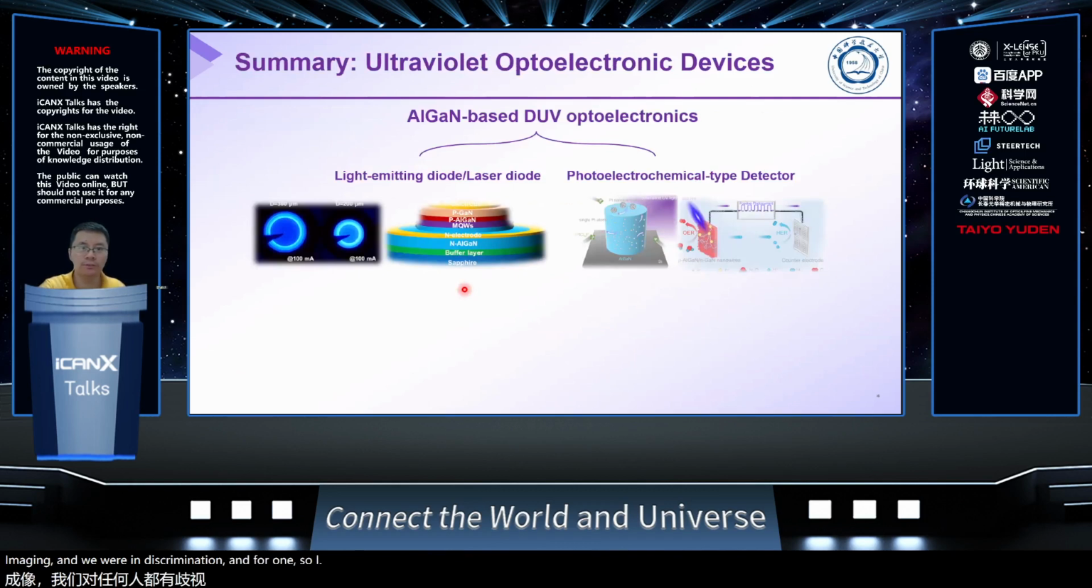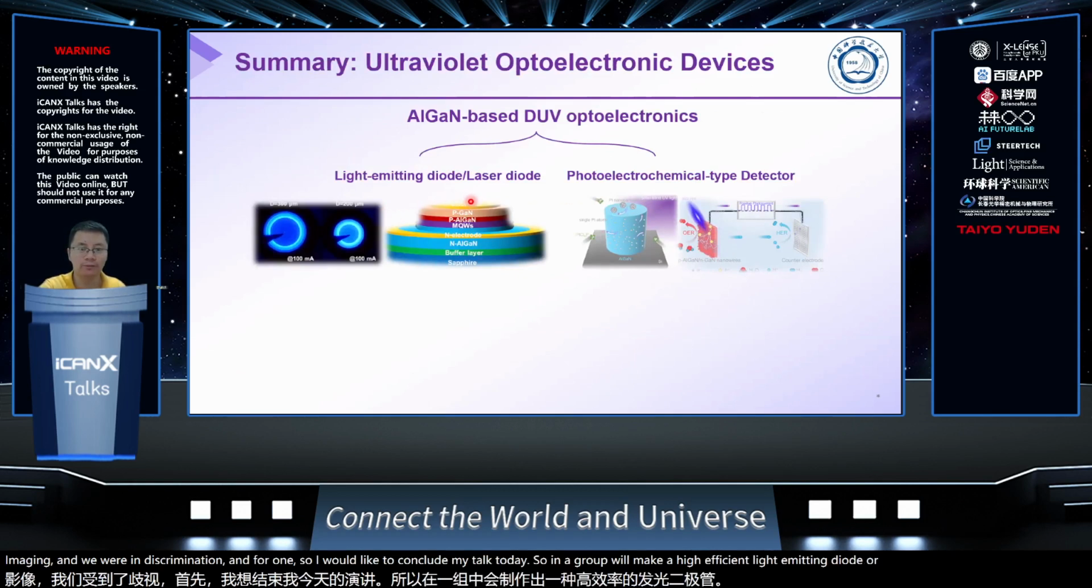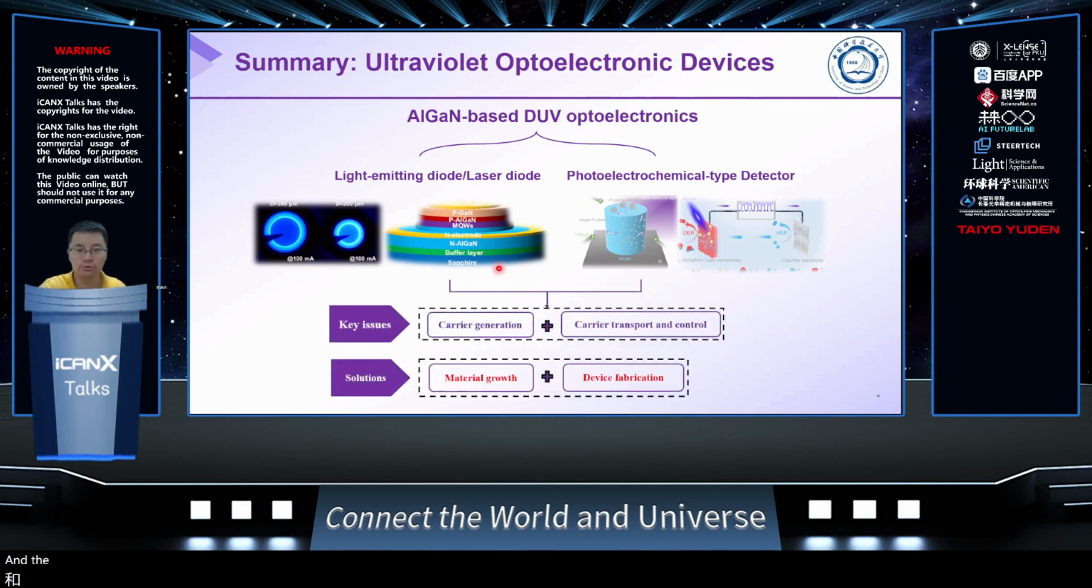So I would like to conclude my talk today. In our group, we make highly efficient light emitting diodes or laser diodes. We also make highly detective photodetectors made in PEC type. And the key is how we are able to control the carrier generation, carrier transport and control.